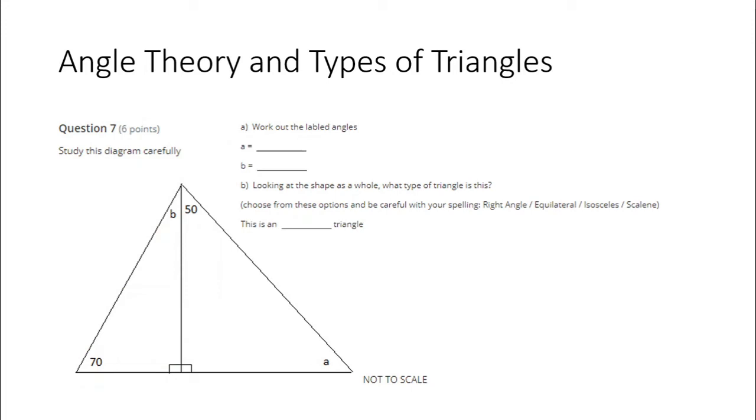Angle theory. Right, we are told to work out the labeled angles here. I see a bunch of triangles. Let's just focus in on A. A is inside this triangle here. 50, that square means 90, and A, those are the angles that make up the triangle. So let's start with our rule then. A plus 50 plus 90 must equal 180 because they are the interior angles of a triangle, and the interior angle sum of any triangle is always 180.